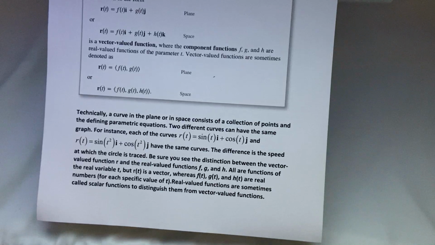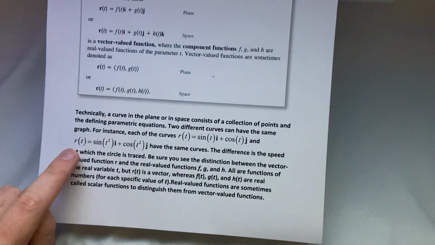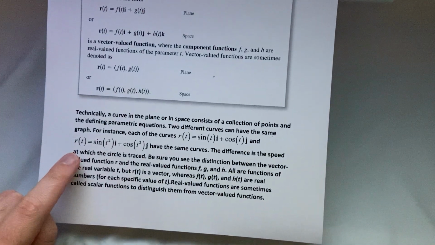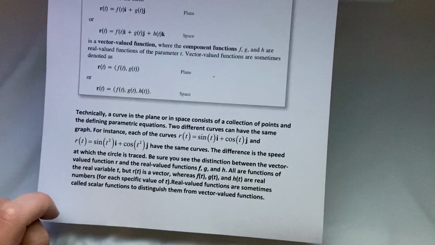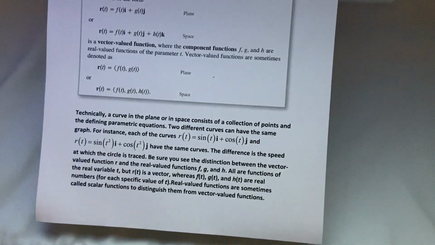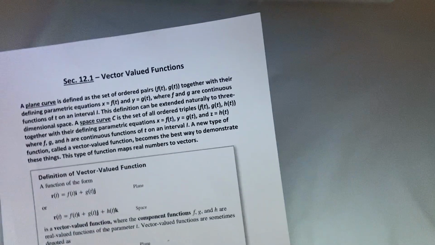Now, even though f, g, and h in these situations are all real functions, r of t, which is the combination of all of the functions working together, is a vector valued function. So sometimes they'll be referred to as scalar functions as opposed to vector valued functions.